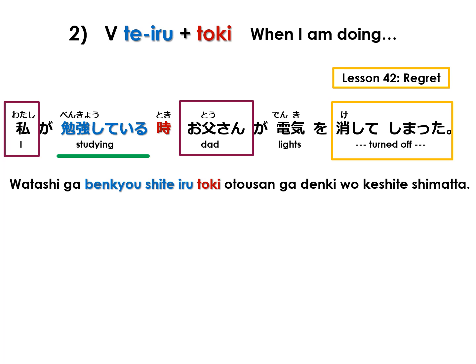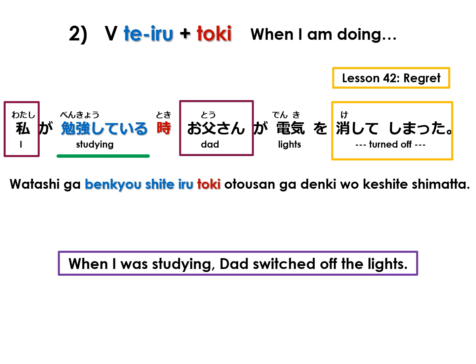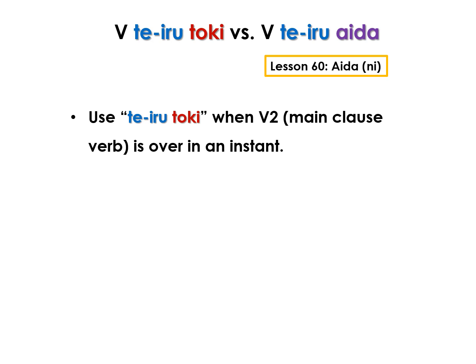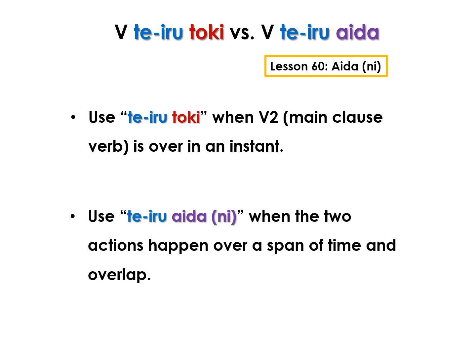The whole sentence translates to, when I was studying, Dad unfortunately switched off the lights. What's the difference between te-iru toki and te-iru aida? We just learned about te-iru aida in the previous lesson. In a nutshell, we use te-iru toki when the verb in the main clause is over in an instant, and we use te-iru aida or te-iru aida ni when the two actions happen over a span of time and there is some overlap in duration.